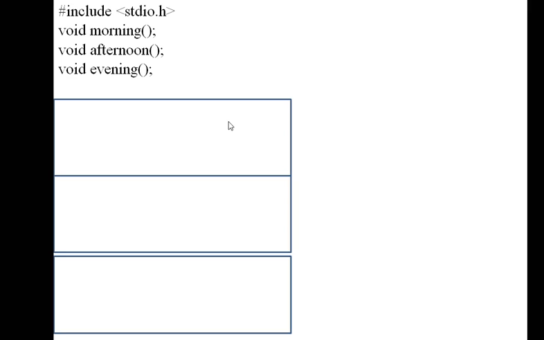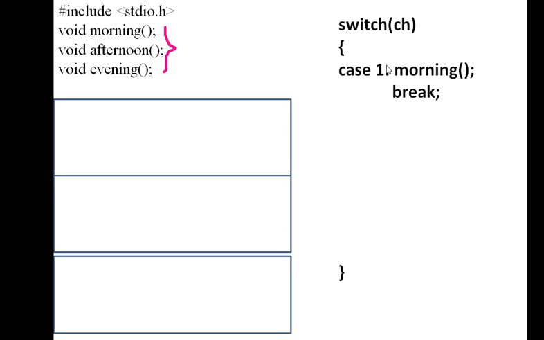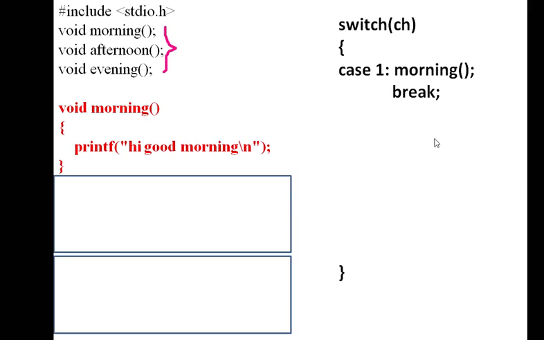Now how to implement? First we have to define these three functions which we are using. So void morning, void afternoon and void evening. After defining these functions, we have to implement this part in the functions. And here we are using switch, case number 1 morning. So how to write a statement within this function? Morning is a function, so void morning, this is our function, right? This function we have to define here.